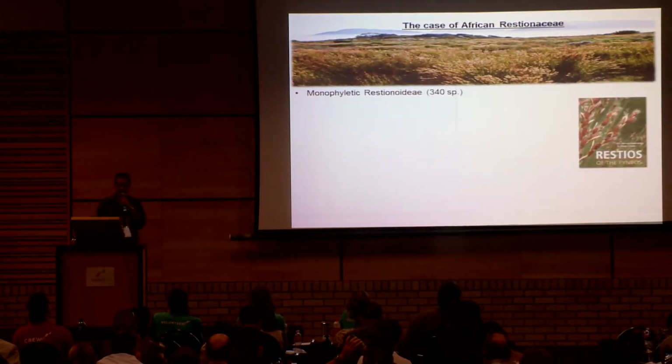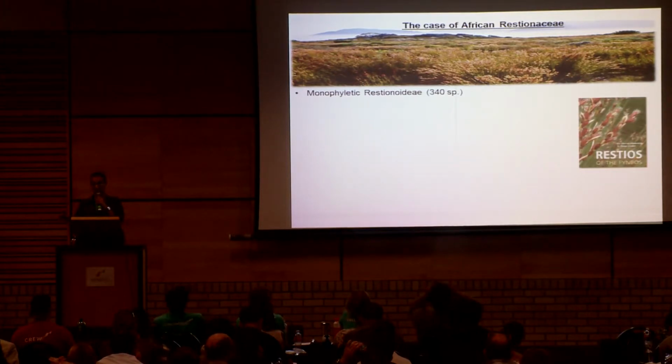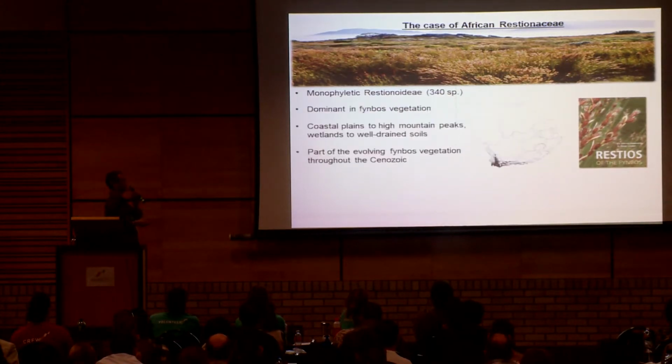Now we look at restios, very cool, very nice, because they're a monophyletic group, they all occur in the Cape, and they are very species rich. So quite nice. And I'm working with Peter Linder, who is the specialist of restios, so obviously, you know. Anyway, they are dominant in the fynbos. We find them everywhere, from coastal plains to very high mountain peaks, every altitude, every kind of ecological preference or attribute. And we know that they have been evolving in the fynbos throughout the Cenozoic.